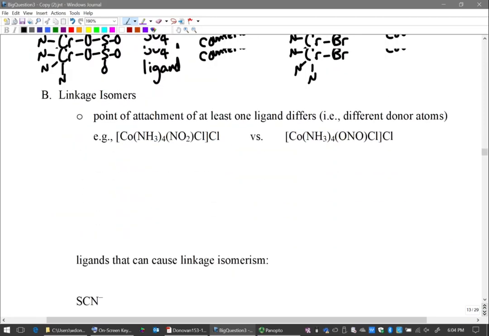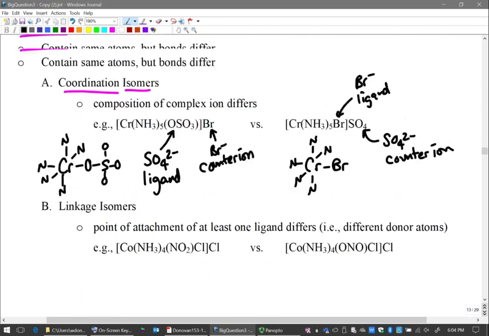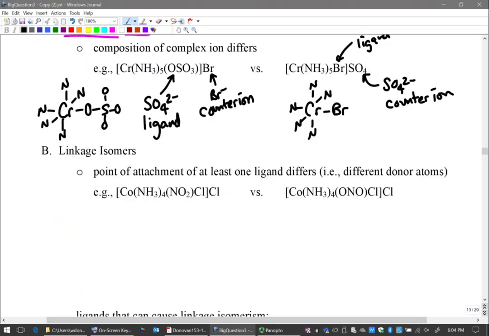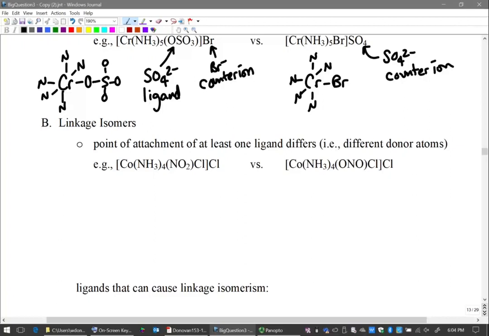Linkage isomers are also in the category of structural isomers. Linkage isomers involve when a ligand could bond via more than one atom, different donor atoms. This example here, as we see, the difference between those two formulas is that group that I underlined, which happens to be the nitrite ion, NO2 minus.